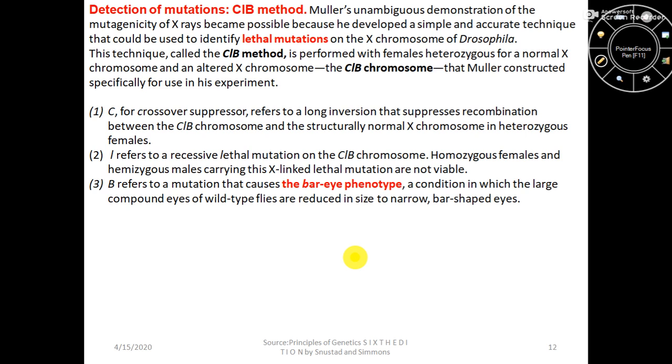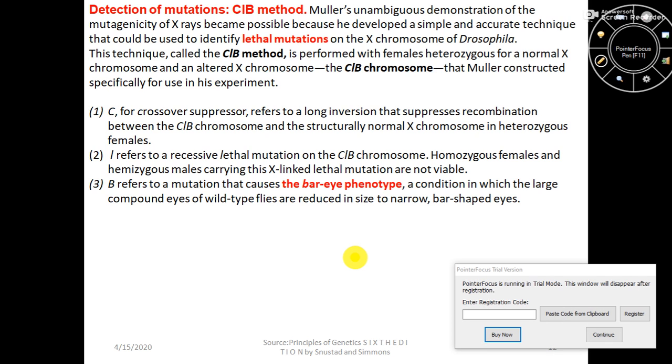How to detect mutations? Muller's experiment with Drosophila. You know that he got the Nobel Prize for this experiment. He used two types of chromosomes. One chromosome is the CLB chromosome. Muller constructed the CLB chromosome. It had three regions.